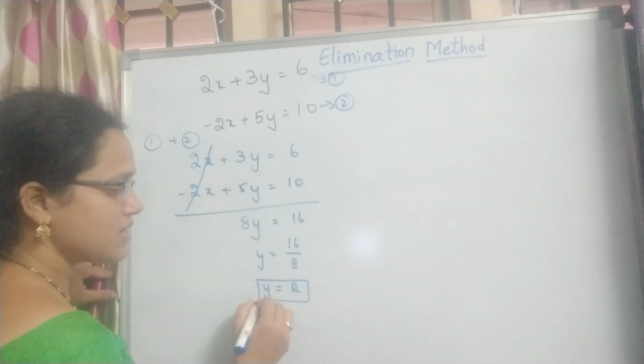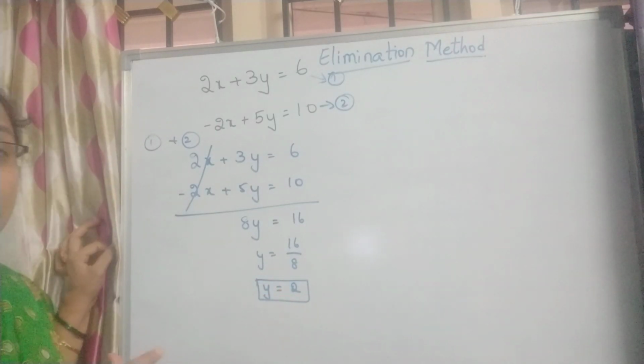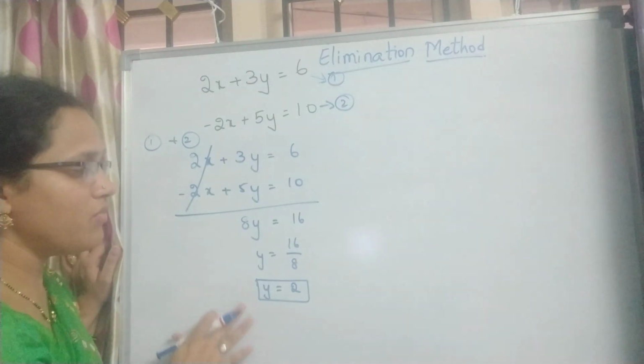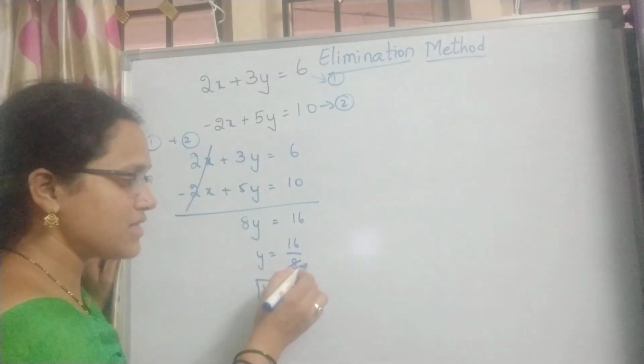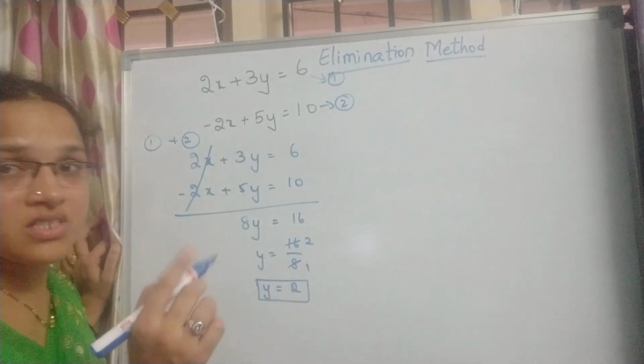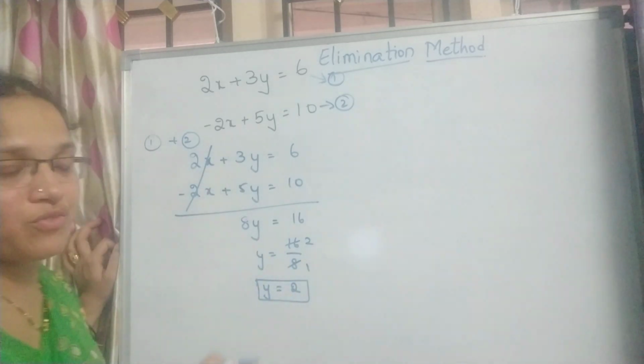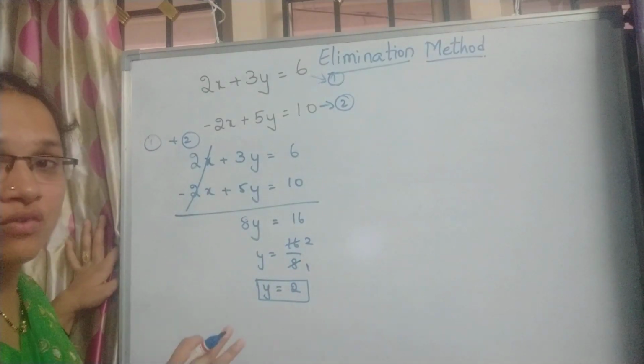So this is the value of one of the variables, that is y is equal to 2. Here we have found the value. Please cancel them in the same way. I know you know that simplification. Yes or no? Do you know how to cancel? Yes. So in the similar way you have to cancel and find the value of the variable.